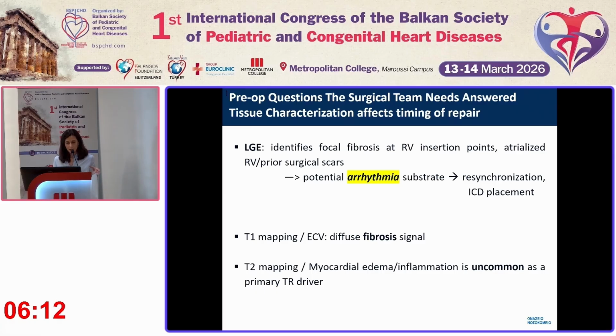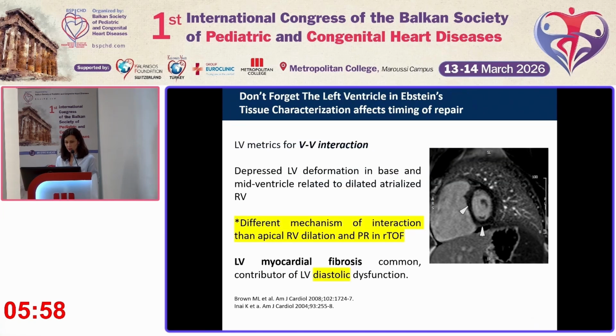In terms of mapping and extracellular volume, they represent fibrosis, and at this point in time, we use them mostly for research purposes. Myocardial deformation and T2 mapping, which represents inflammation, are uncommon as a primary tricuspid valve regurgitation driver. Now, don't forget the left ventricle. Essentially, right heart deterioration is a left heart disease.